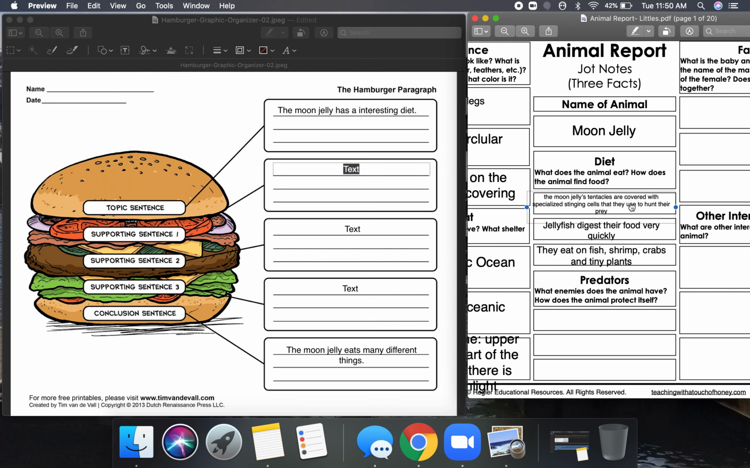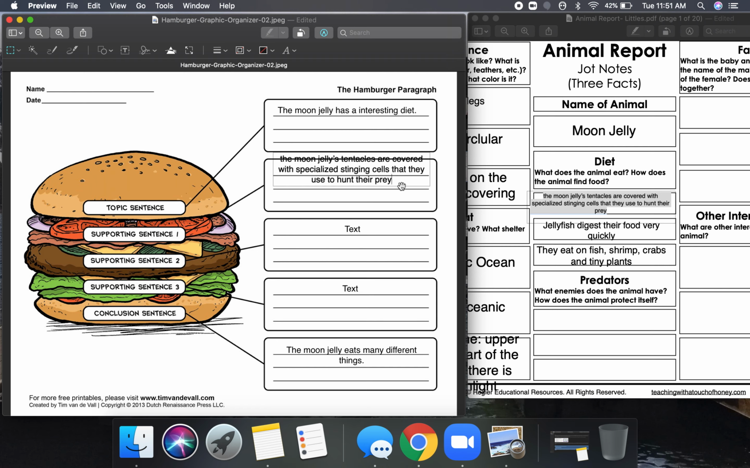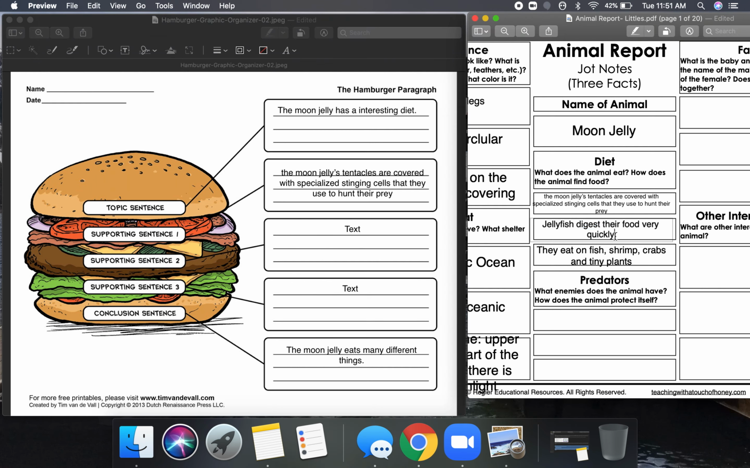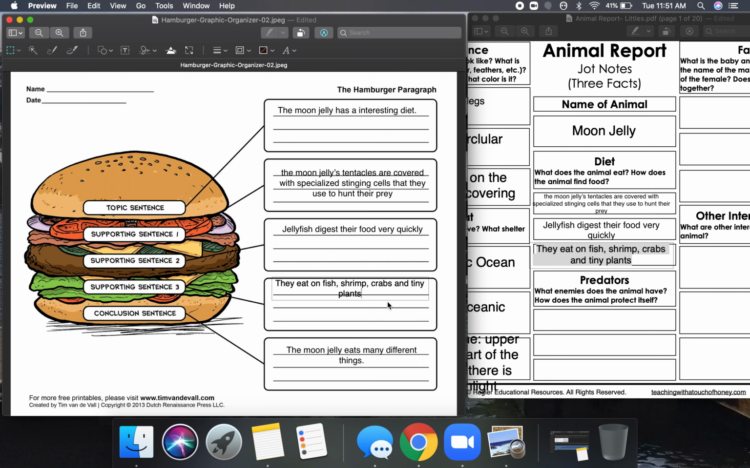Okay, so my first fun fact here that I have under diet is the moon jelly's tentacles are covered with specialized stinging cells that they use to hunt their prey. Okay, so I'm going to put that here as my first sentence. Okay, so that's my first meaty sentence in my paragraph. Let's go to my next meaty sentence. Jellyfish digest their food very quickly. Awesome. And then finally, my third supporting sentence, my last meaty sentence. They eat on fish, shrimp, crabs, and tiny plants. Okay. So that's all it takes to make one paragraph or a draft for my animal report.